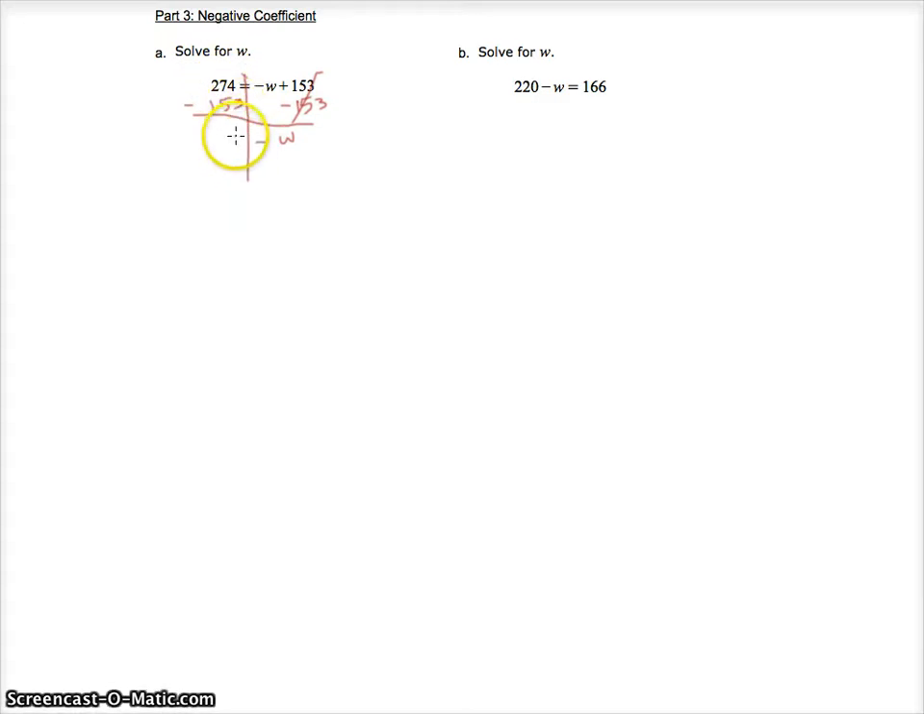274 minus 153: 4 minus 3 is 1, 7 minus 5 is 2, 2 minus 1 is 1, so I get 121. Well, with this W, there is actually a 1 in front of it, because there's only one W. So it's negative 1W. And since this is multiplication, I need to divide out the negative 1 from both sides. This negative 1 cancels, and I get W equals 121 divided by negative 1, which is negative 121.